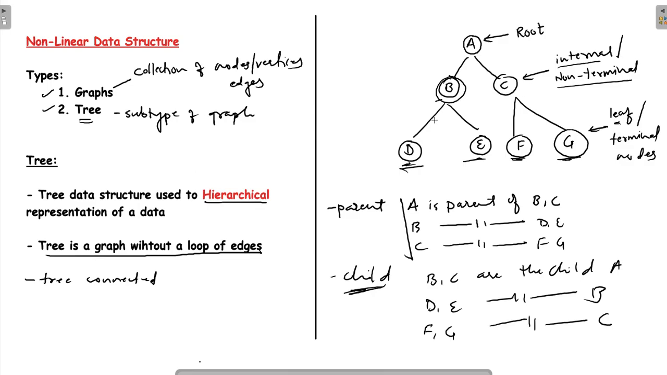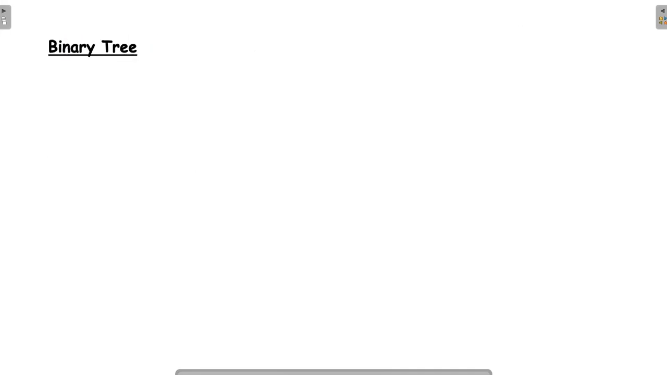Now there is one more terminology. Let's say we need only this part of your tree. This part is called a subtree. If we have the entire tree, and out of that we separate out the three nodes B, D, E, that is a subtree of your entire tree. So remember this terminology. Now let us talk about the types of tree.